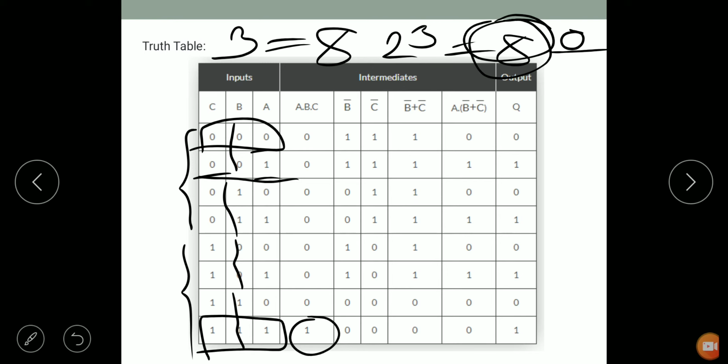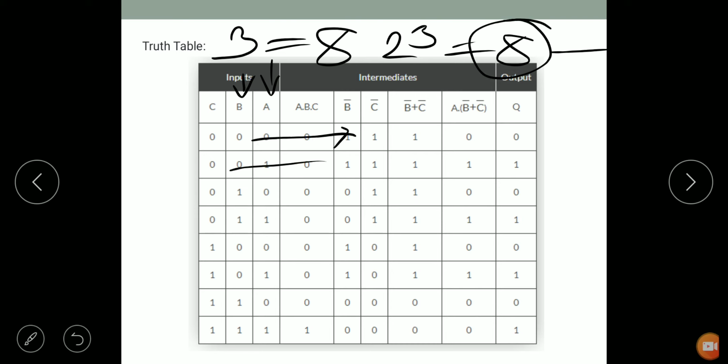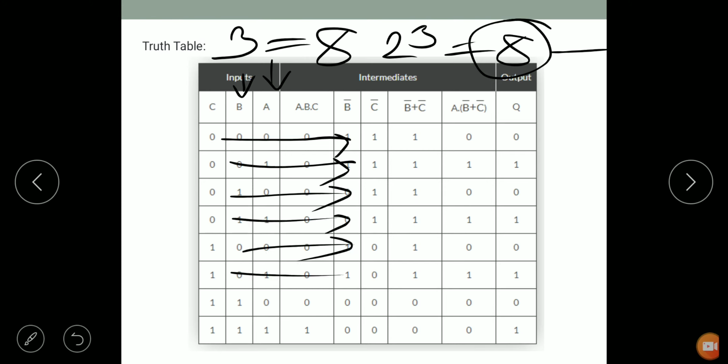Now B bar and C bar. Simply take the second and third column. B bar means NOT B, so 0 1 0 1, then 0 1, then again 0 1 1 0, then 1 0 0 1, then 0 1 and 1 0 and 1 0. Okay, simply this is it. Then what is C bar? The NOT gate of C. Not C means 0 1, here 0 1 0 1 0 1 1 0 1 0 1 0 1 0. Okay, this is nothing but C bar.